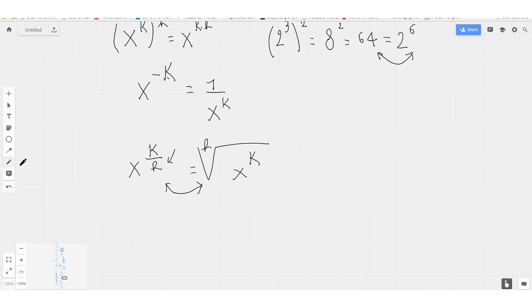So if you have a similar example as before, we have x to the power of 2 over 4. In this case, you would have to take the fourth root of x squared. So in this case this would correspond to simply the square root of x.